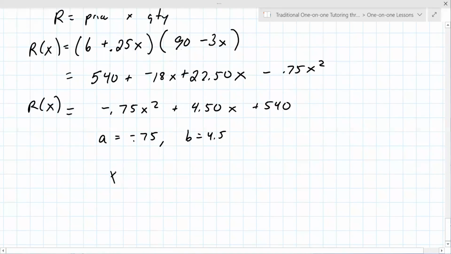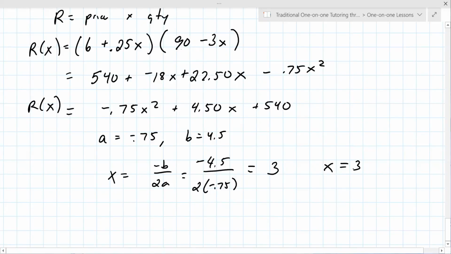So your vertex is minus B over 2A. So 4.5 over 2 times minus 0.75. Oh, that's negative. That's why it wasn't working. And then so this ends up being 3. So x is 3.